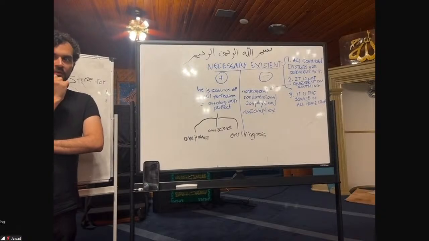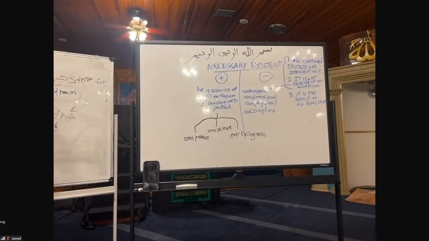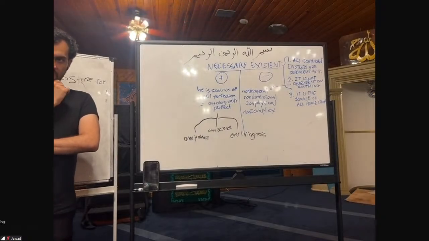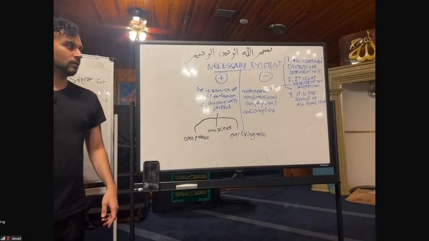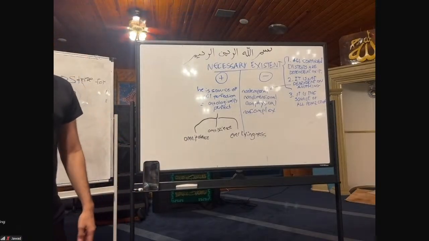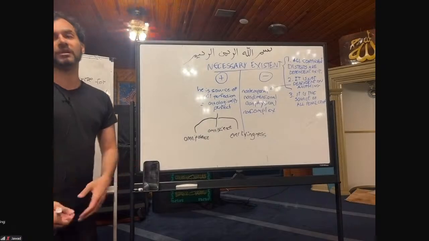Connect that space-time connection: if he is temporal, then he's dependent on something, right? He becomes contingent upon time. So he's got to be non-temporal, right? He cannot have attributes that would render him contingent, right?